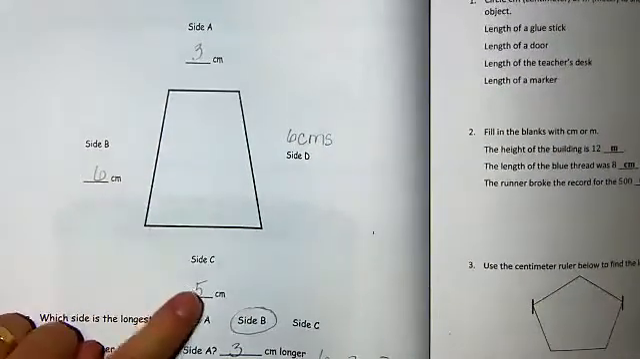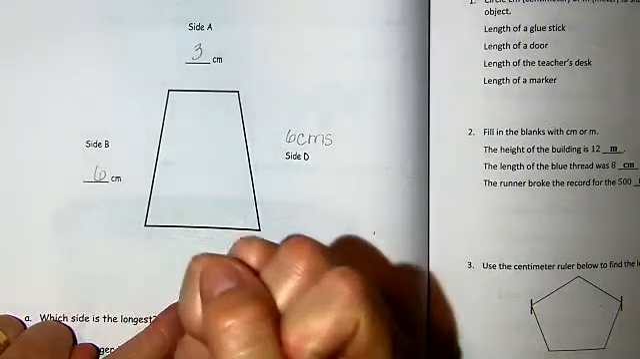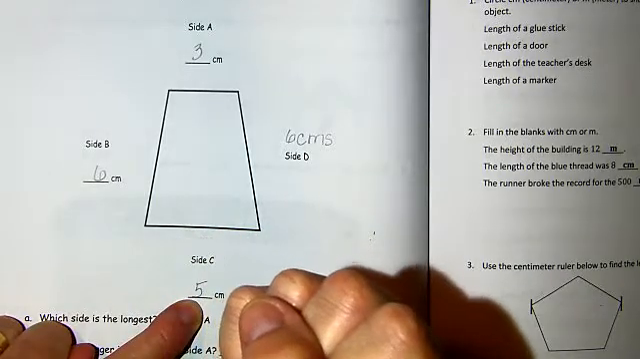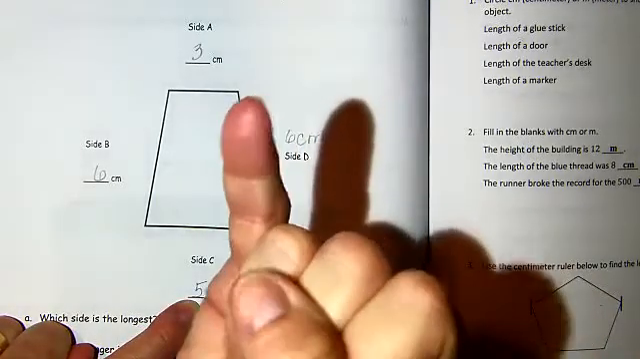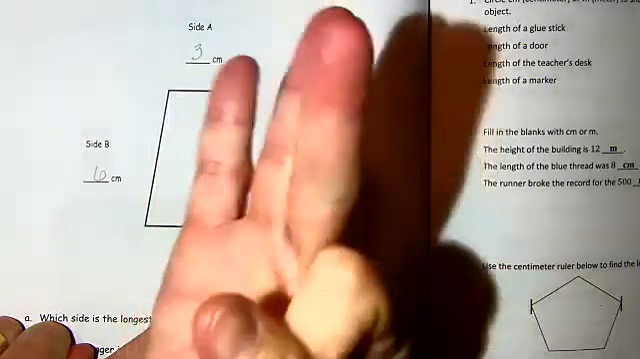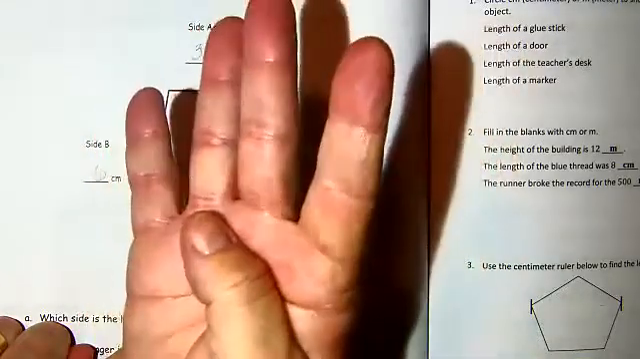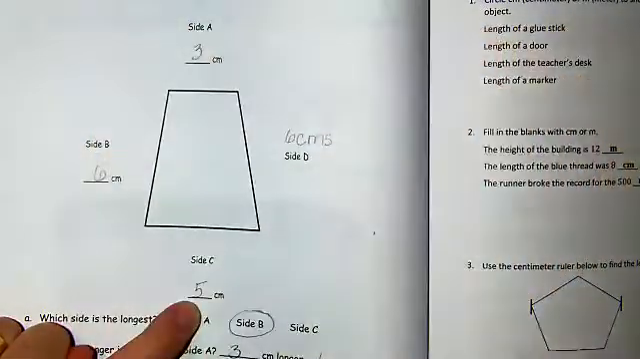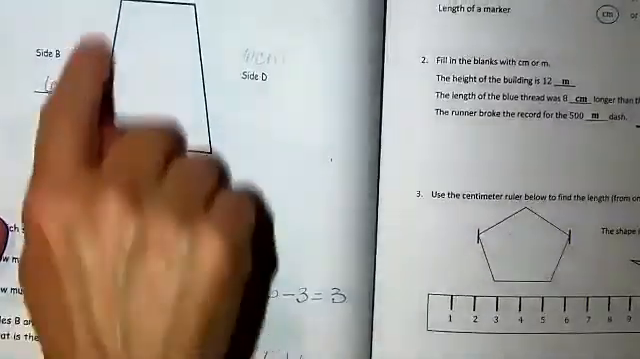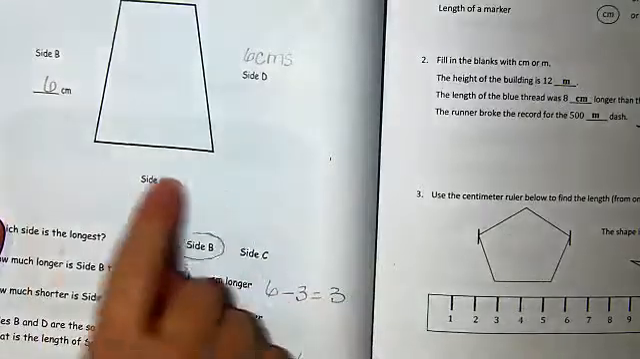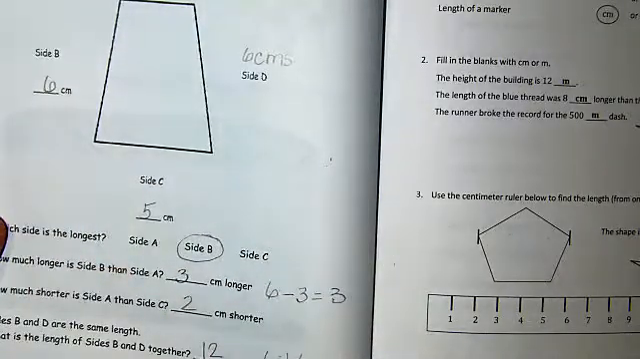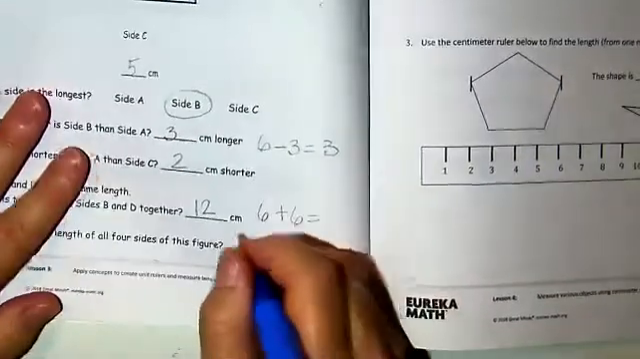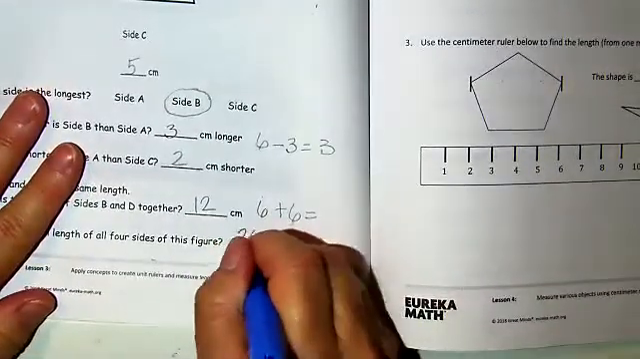And now we need to add 5 more. So say 15, and we're going to add 5 more. 16, 17, 18, 19, 20. If you go all the way around this weird trapezoid, you would have 20 centimeters.